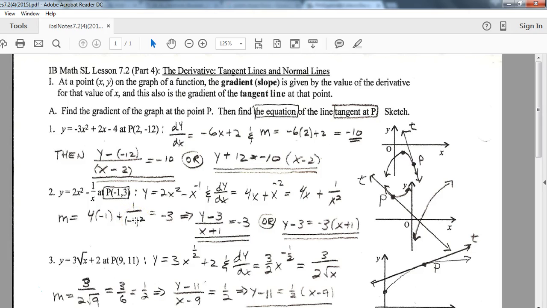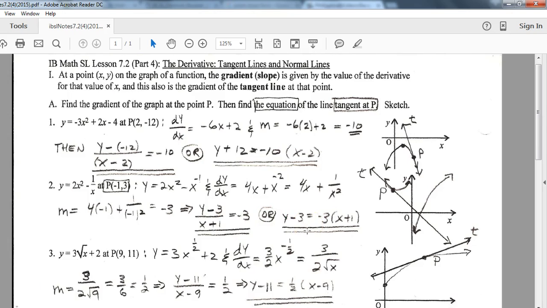Anytime you sub in a number for a derivative, you come out with a slope or a gradient. And so the gradient at this point is negative 3. So now you have your point. Here's x1 and y1. Here's your gradient. So you just sub those into a point slope form and get your answer.